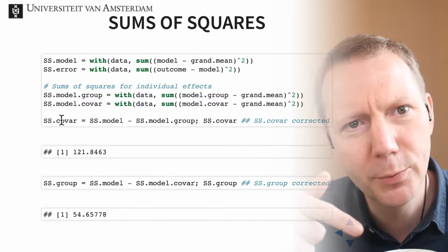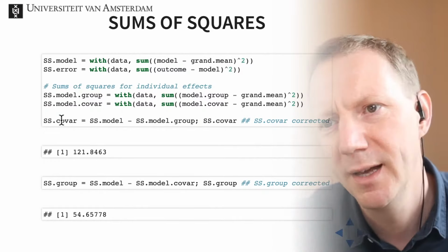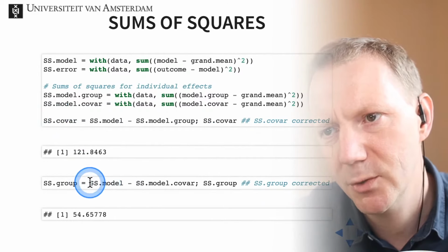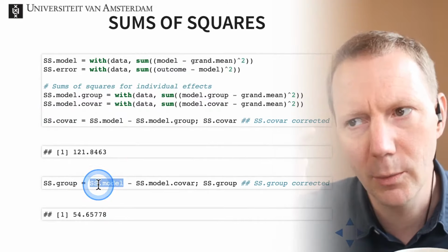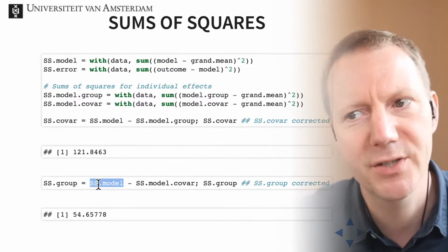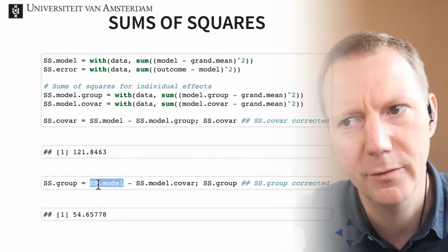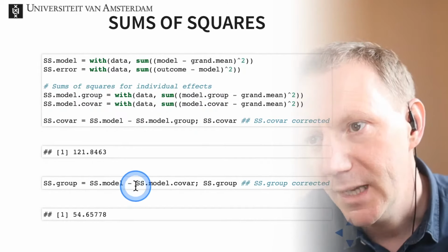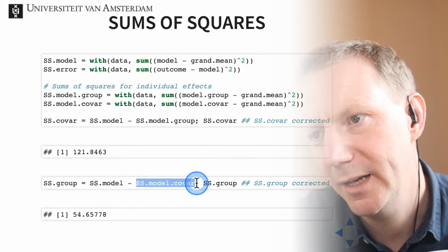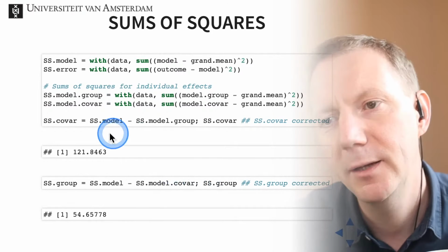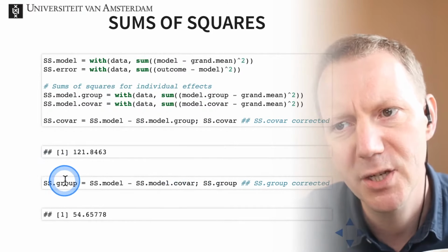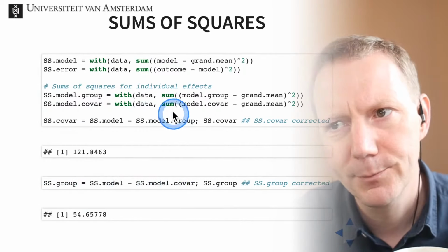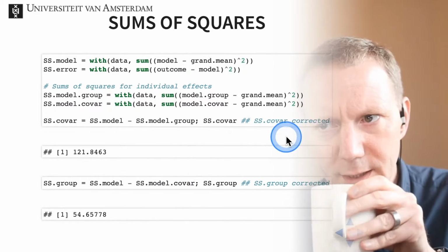Now, mostly we're not interested in this, we're interested in the opposite. We're interested in the groups corrected for the covariate. And that goes by the same principle. We have the sums of squares for the model, the total combined: how much explained variance is there if we put both the predictor variable and the covariate in there. If we then subtract only the explained variance from the covariate, what are we left with? That is the sums of squares for the groups corrected for the covariate. Does that make sense?